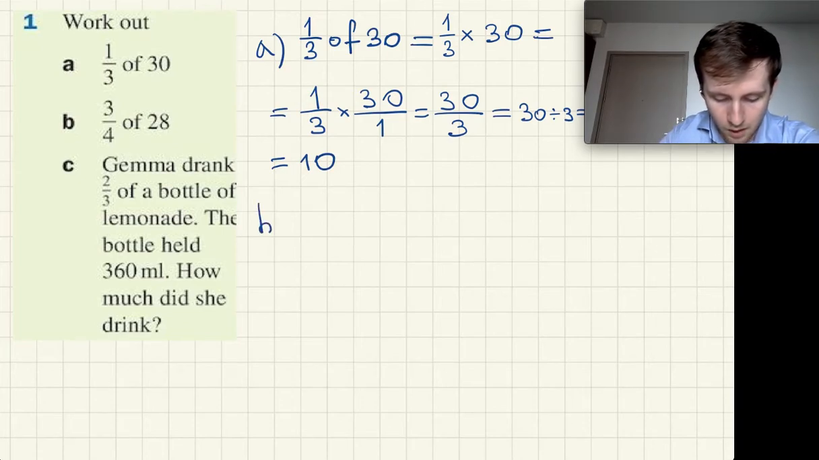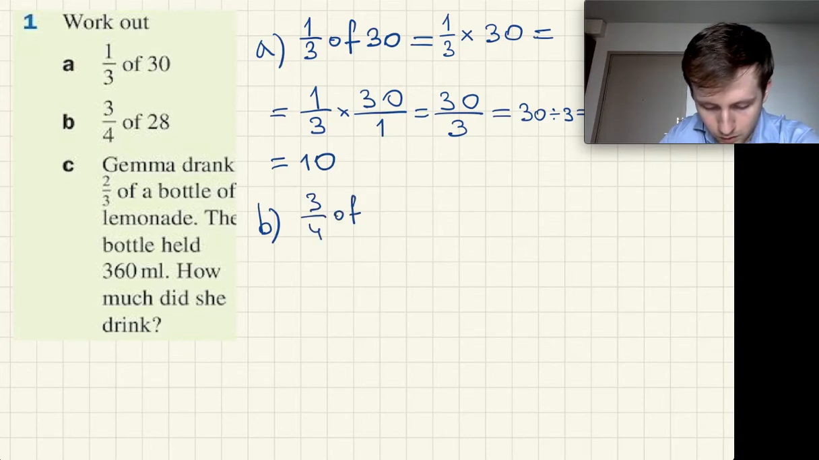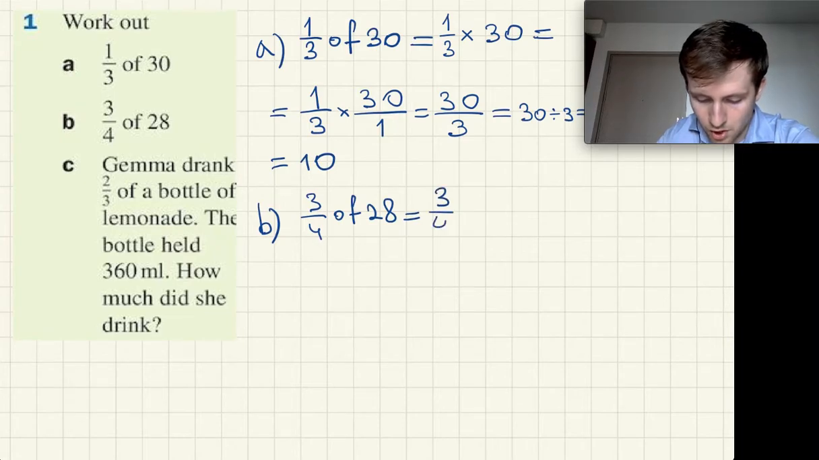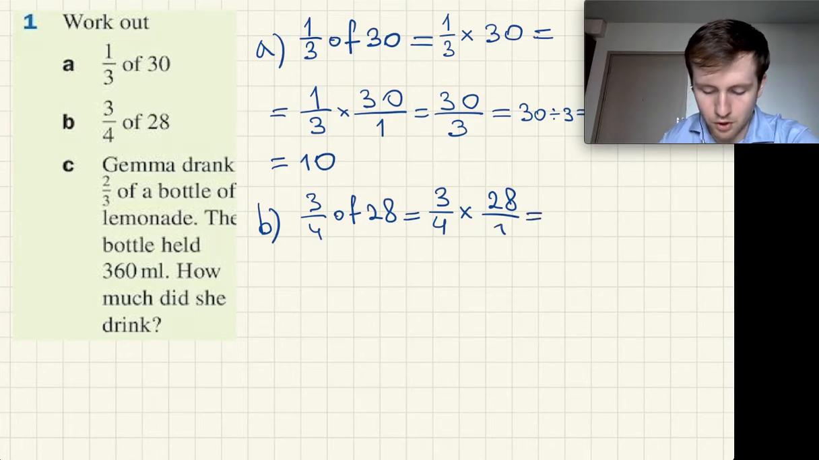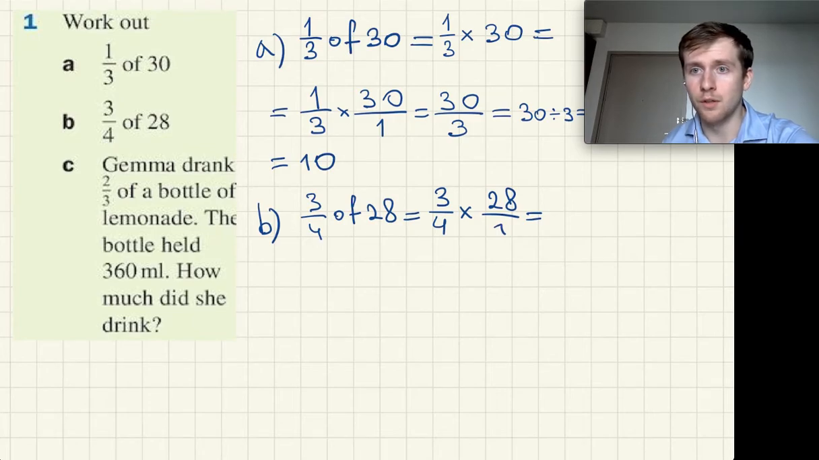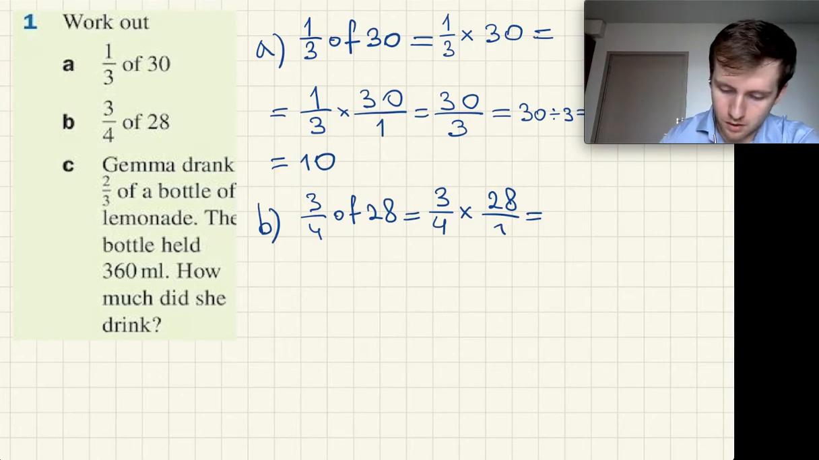Next one we have 3/4 of 28, which we can write as 3/4 times 28 over 1, which is equal to... here what we can do actually is divide 28 by 4 first in this case, or you can go a hardcore way, but okay, let's do it the smart way.